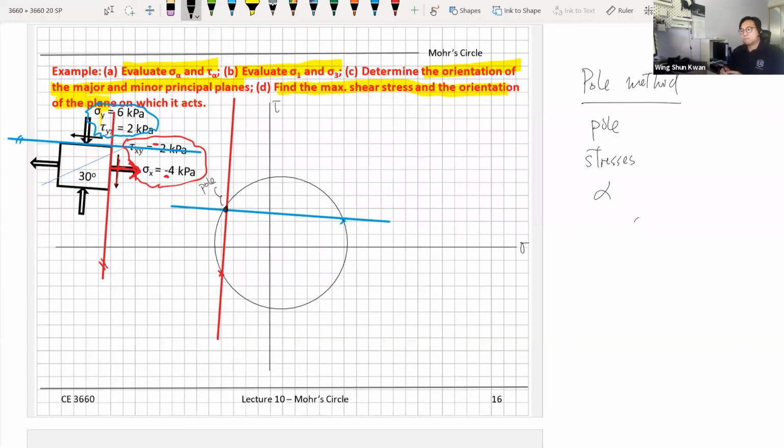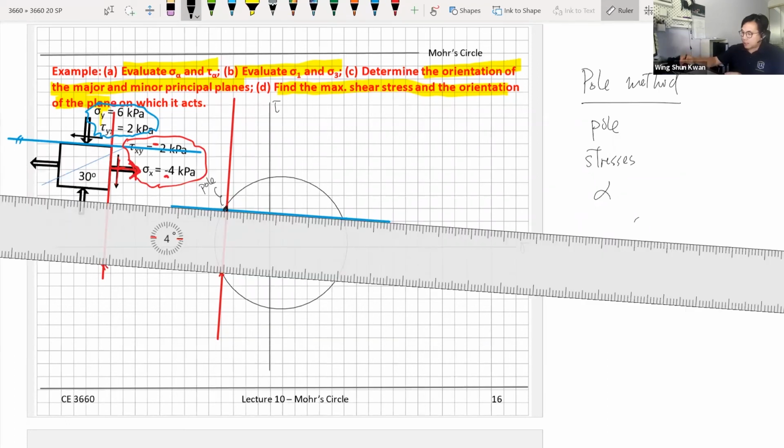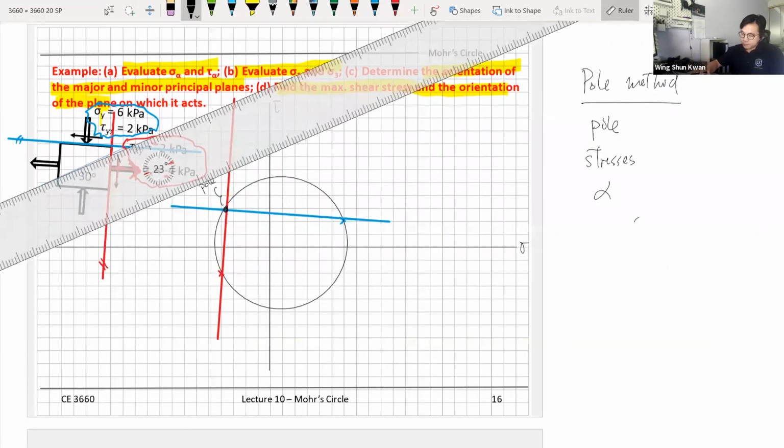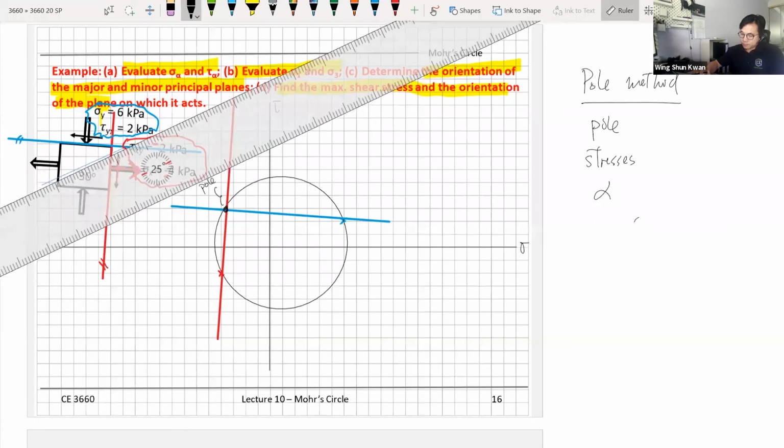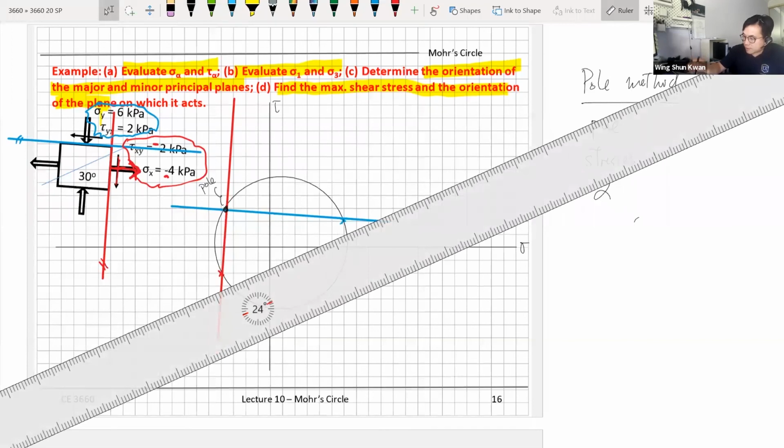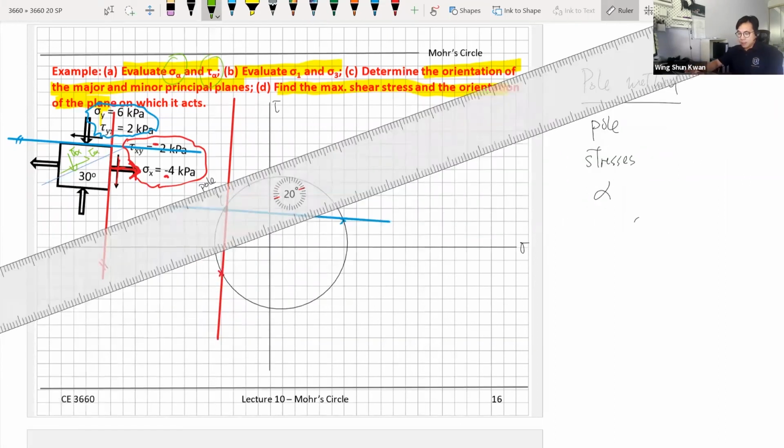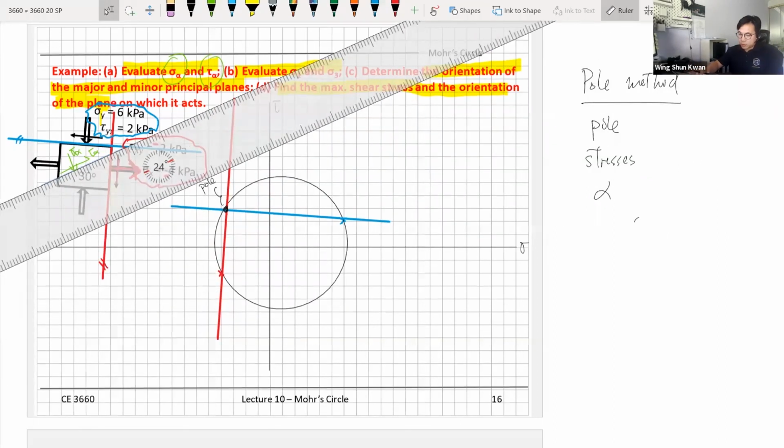So we know the pole. After we know the pole, then we can find the sigma alpha and tau alpha on this plane. So we are looking for the sigma alpha and also the tau alpha. So that pretty much is part A. Part A is we try to find this plane.